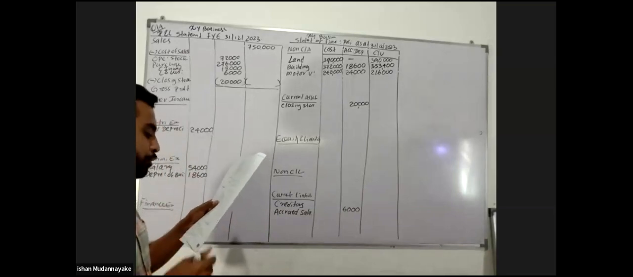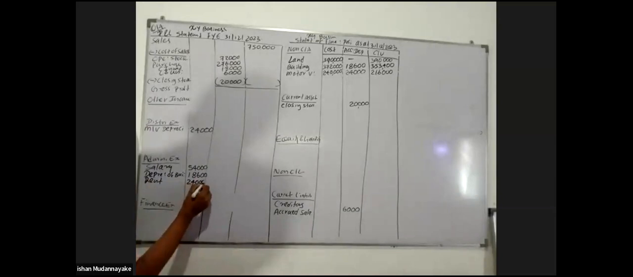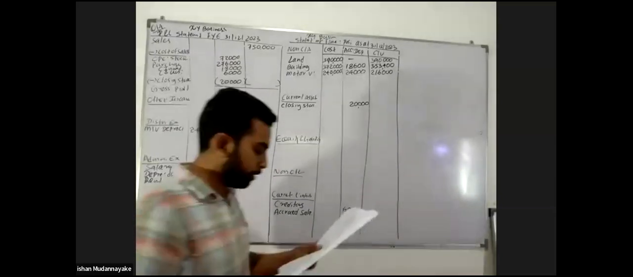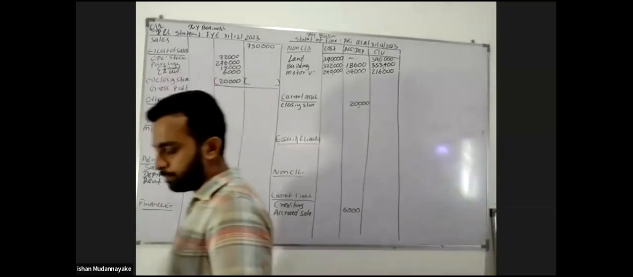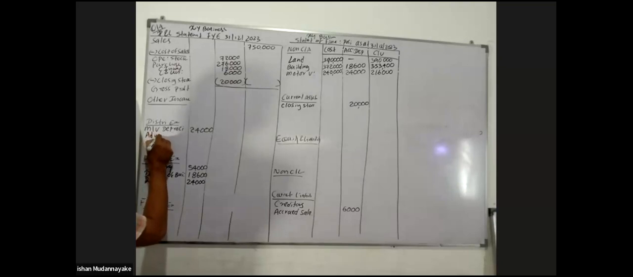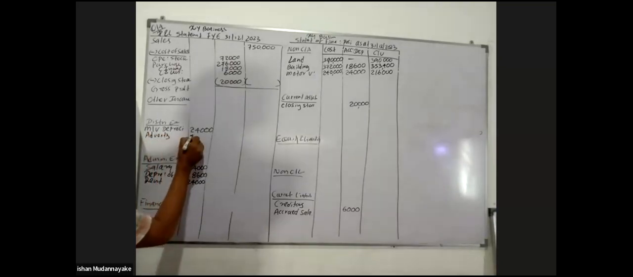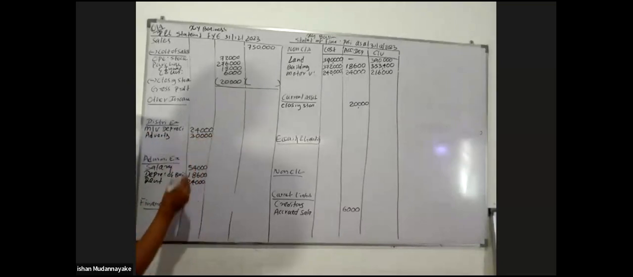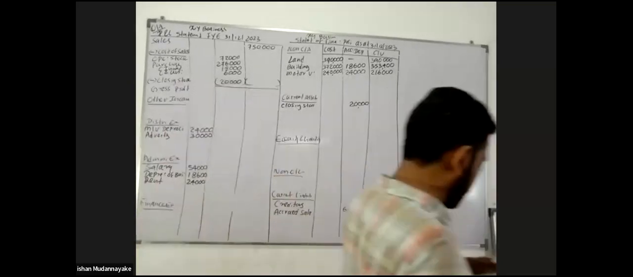Rent expense of the business organization 24,000. Write down rent expense 24,000 under administration expense. Advertising expense 30,000. Record advertising under distribution expense, 30,000.